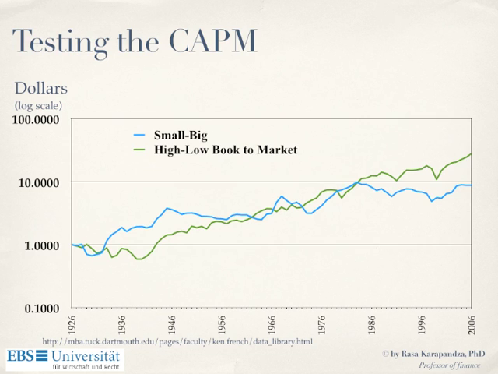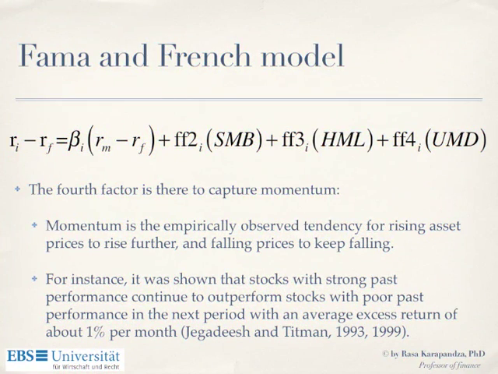So in a sense, if you invest money into last year's winners and last year's losers, on average, they will not give you the same. Winners will give you more, okay? And this should not be. Only high beta versus low beta should matter. And this leads us to what is called the Fama-French four-factor model.